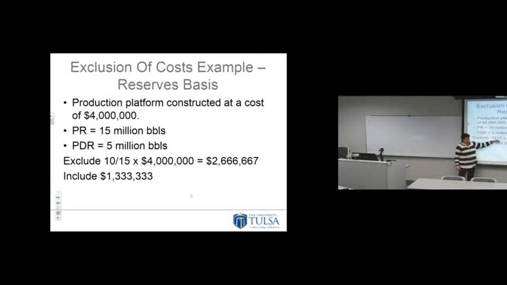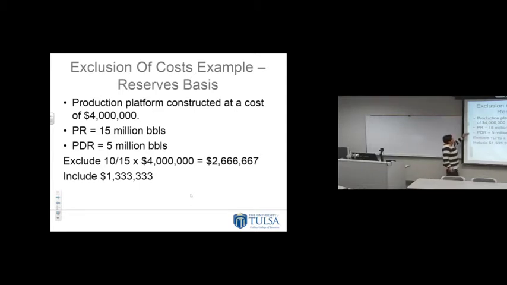So we're going to exclude 10 million over 15 million of proved reserves, 10 of the 15 million. It's not yet developed, so we're going to exclude 10/15ths of the 4 million, or 2,666,667, or we're going to include 5/15ths, or 1/3, or 1,333,333. This is acceptable also, even though it doesn't come out exactly the same. It's probably a little bit more precise way of doing it.